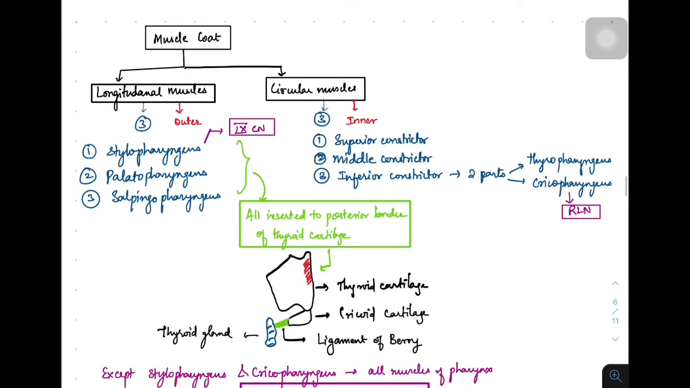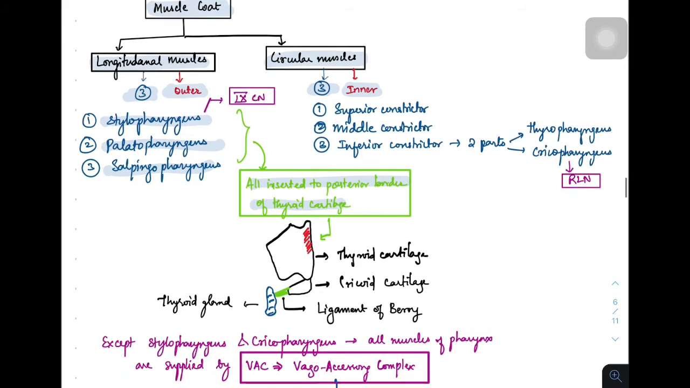Now we will talk about the muscle coat. We have longitudinal muscles and circular muscles of the pharynx. Both are 3 in number. Longitudinal muscles form the outer layer and circular muscles form the inner layer. Longitudinal muscles, 3 in number: stylopharyngeus, palatopharyngeus and salpingopharyngeus. All these 3 are inserted to the posterior border of thyroid cartilage.